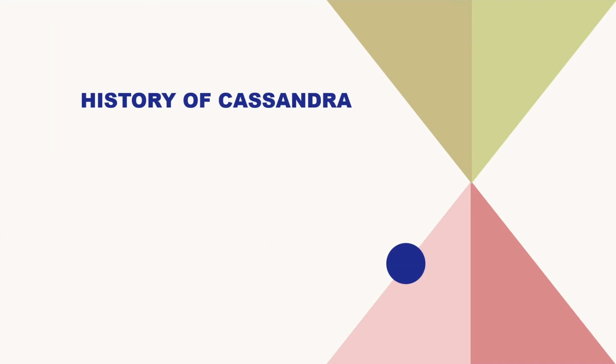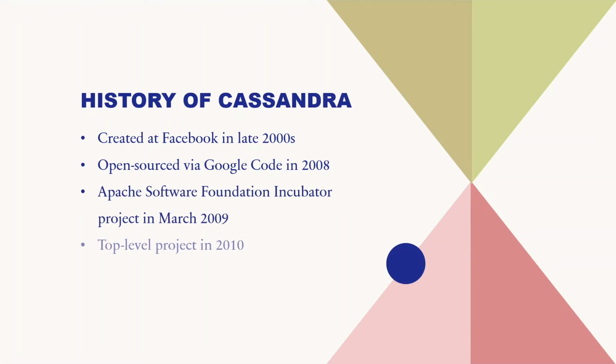The initial development of Cassandra began at Facebook in the late 2000s to power their inbox search feature. This database had to handle lots of writes, tons of data, and across multiple, often distributed servers. In 2008, Facebook released Cassandra as an open source project via Google Code, and about a year later, in March 2009, Cassandra became Apache Cassandra and joined the Apache Software Foundation as an incubator project.